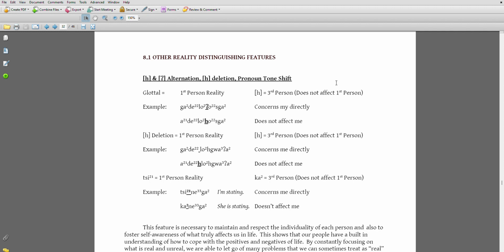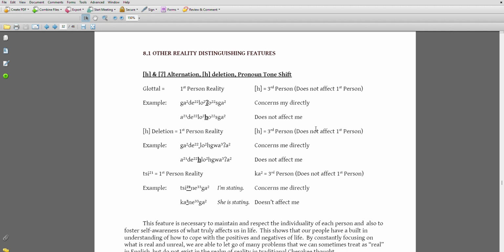H deletion, first person reality. H is third person, does not affect first person. So example, Gadelahoka. This concerns me directly because the H is deleted. This does not affect me. That's third person. G, first person reality. Ka, third person, does not affect first person. Ginega, I'm stating. This concerns me directly. And kanega, she is stating. This does not affect me.